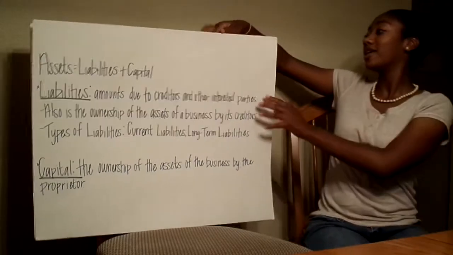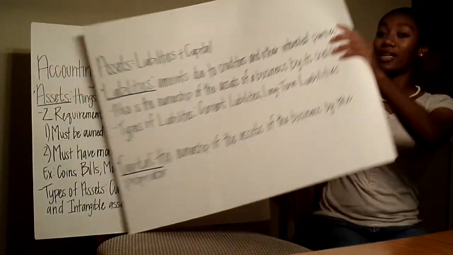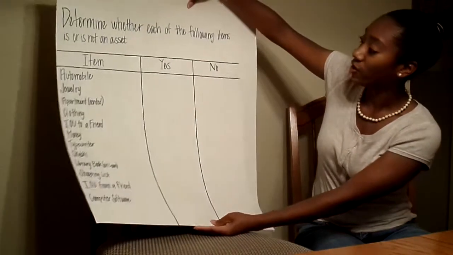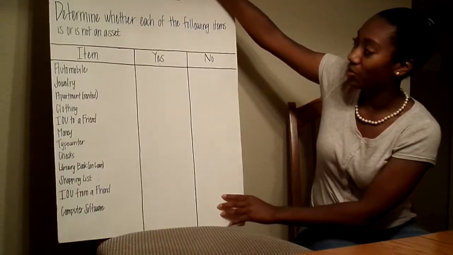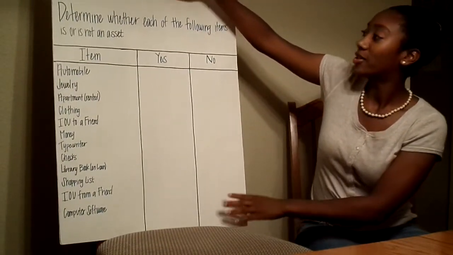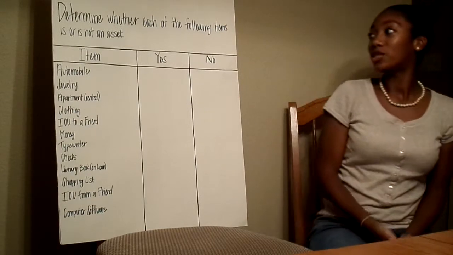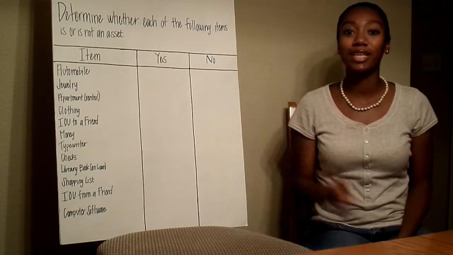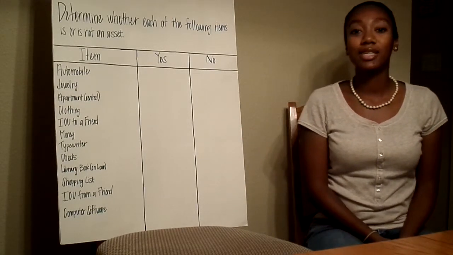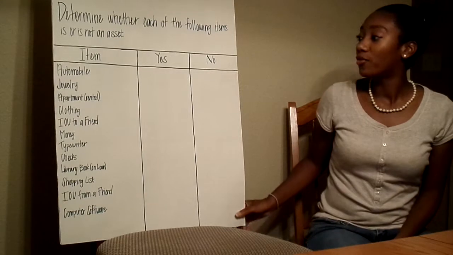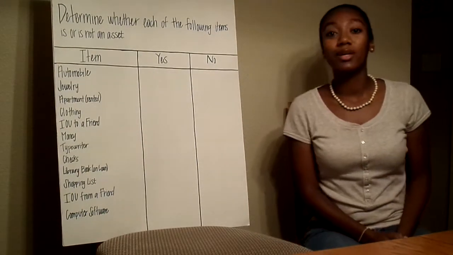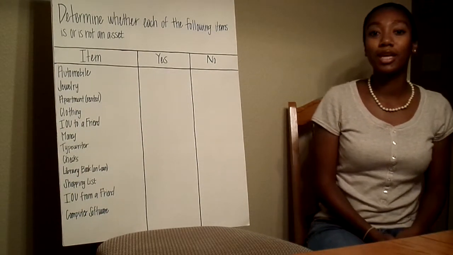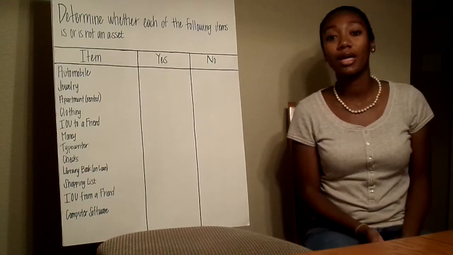And the last thing that we're going to do is a little activity, and this will hopefully help you better understand what an asset is compared to a liability. So in this activity, we will determine some of the items on this list as either an asset or not. So the first thing that we're going to do is an automobile. So in this instance, this can be either a liability or an asset.